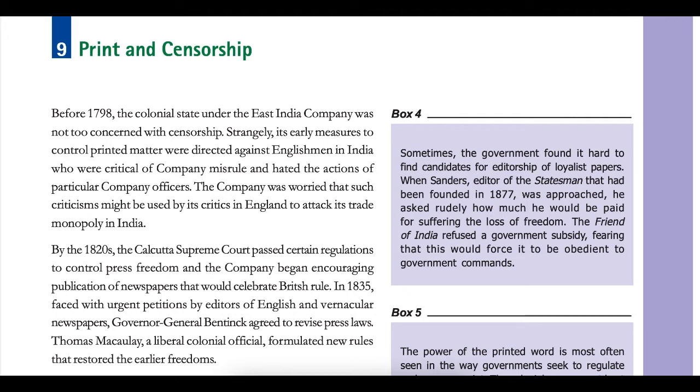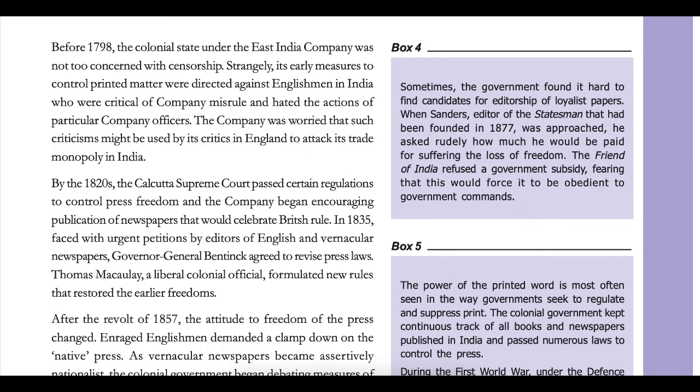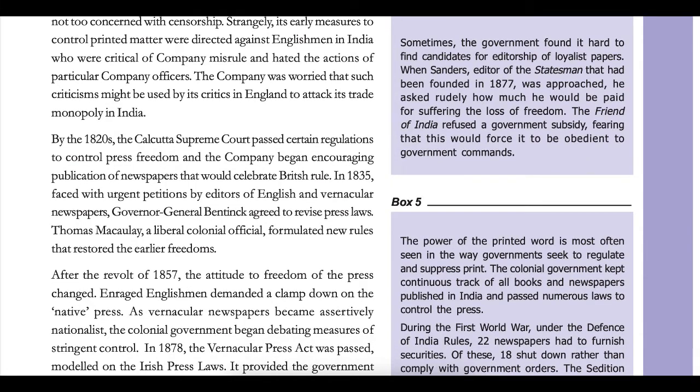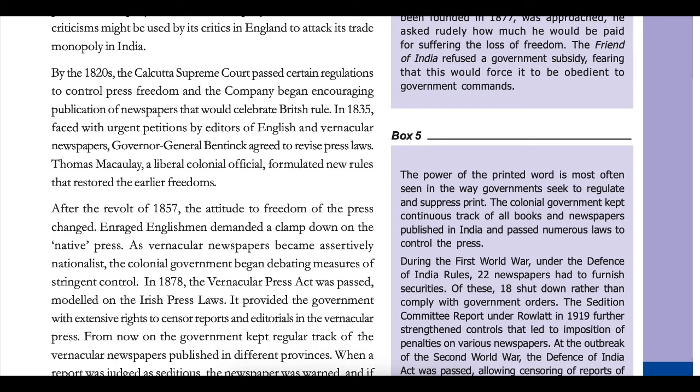Print and censorship. Before 1798, the colonial state under the East India Company was not too concerned with censorship. Strangely, its early measures to control printed matter were directed against Englishmen in India, who were critical of company misrule and hated the actions of particular company officers. The company was worried that such criticism might be used by its critics in England to attack its trade monopoly in India.